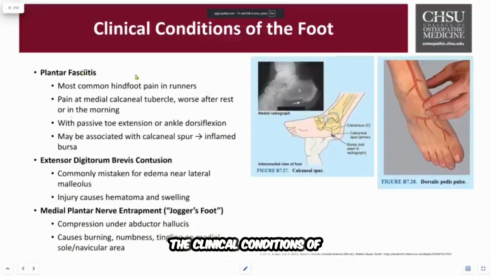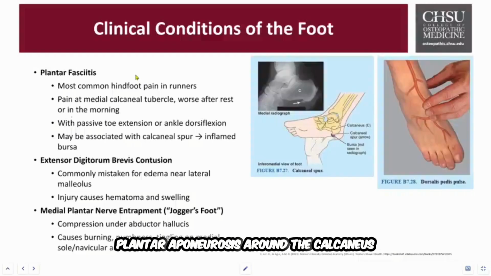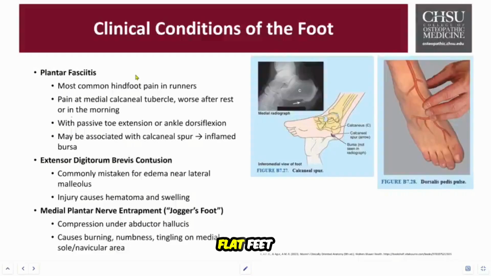The clinical conditions of the foot. Plantar fasciitis is the most common amongst the hindfoot and causes pain for runners. The pain is often localized at the medial calcaneal tubercle, and it's worse after rest. Inflammation often occurs at the origin of the plantar aponeurosis around the calcaneus, and the pain is typically worse in the morning or after rest and improves with activity. Some risk factors include obesity, flat feet, tight calves, and overuse.